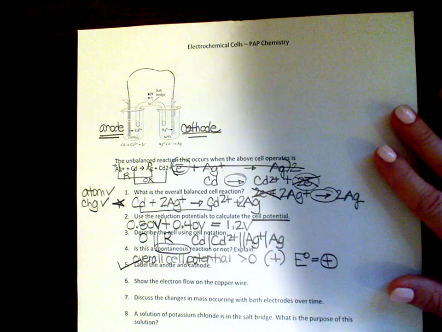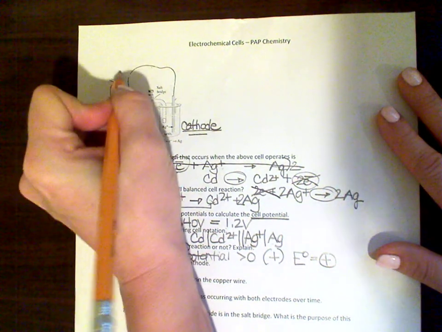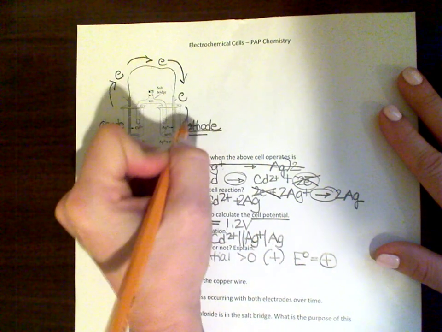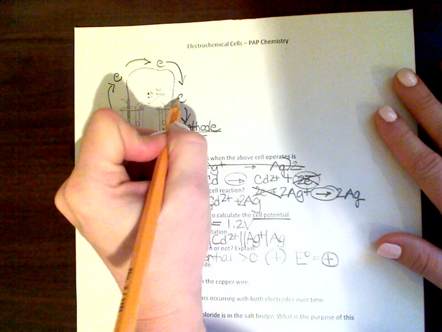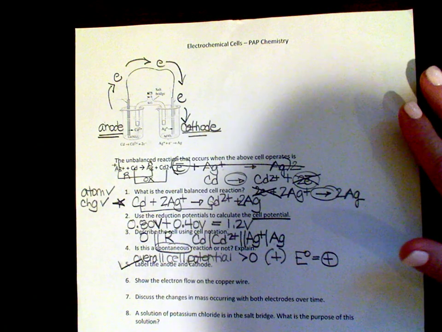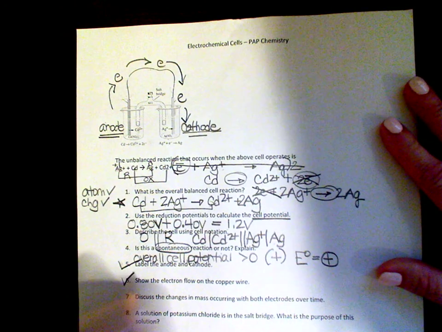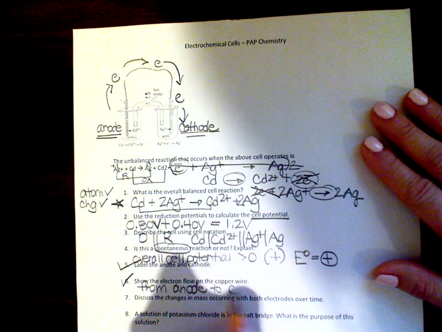The electrons flow, fat cat, from the anode to the cathode. So we would need to show the electrons flowing from the anode to the cathode. It doesn't flow left to right. You find where the anode is, and you make the electrons flow from the anode to the cathode. So I'm going to put here from the anode to the cathode.